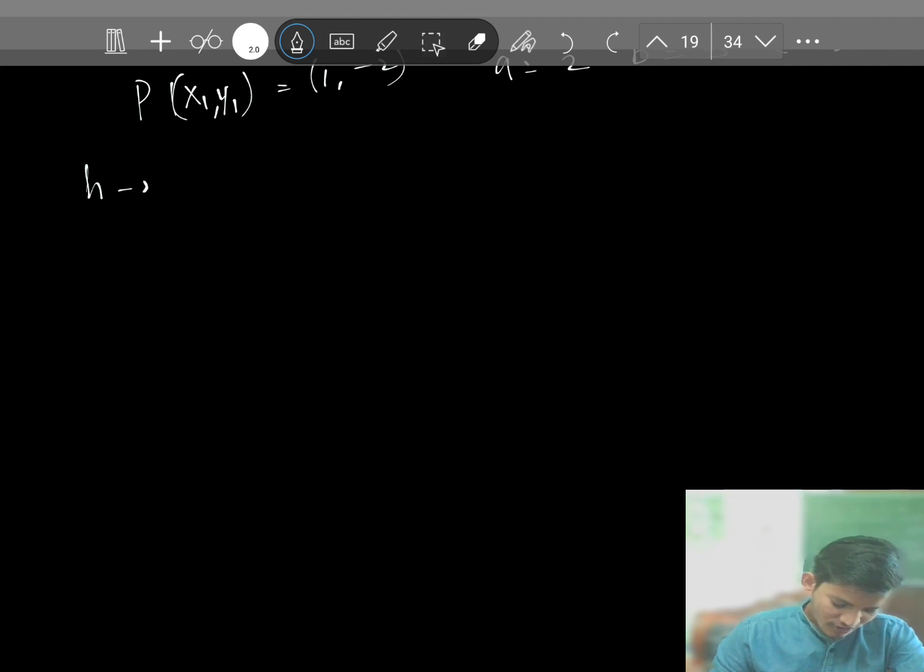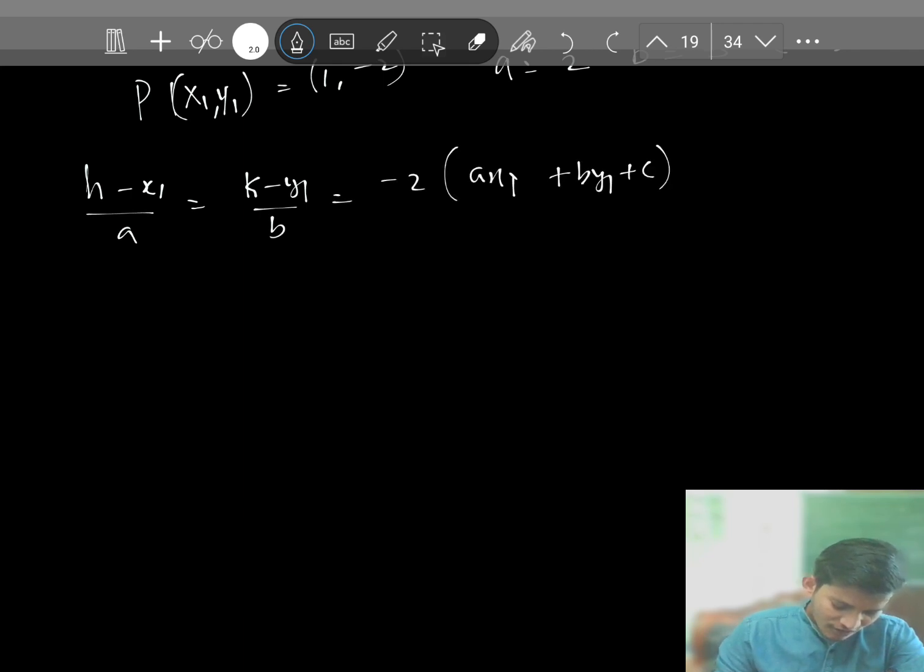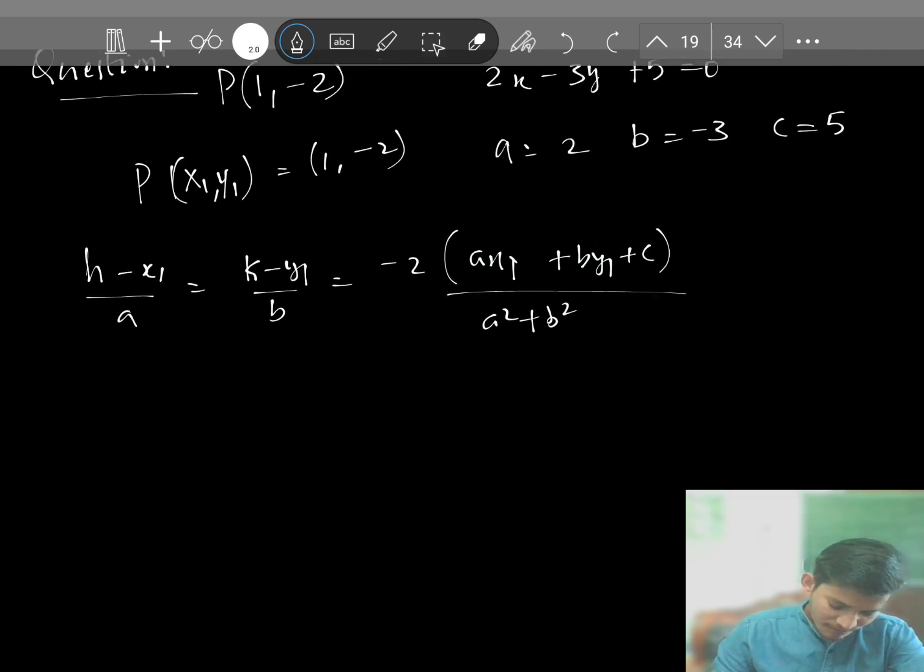So upon writing in the above equation, I can write (h minus x1) divided by A equals to (k minus y1) divided by B equals to minus 2 times (A x1 plus B y1 plus C) divided by a square plus b square. This is the equation, right, to find out h, k.